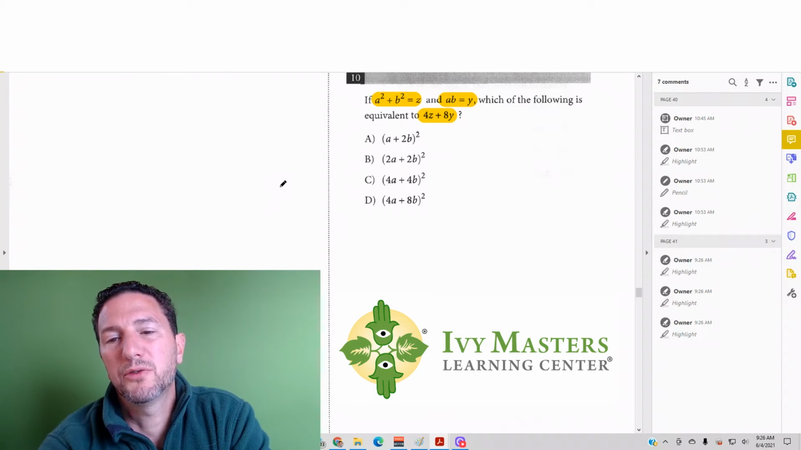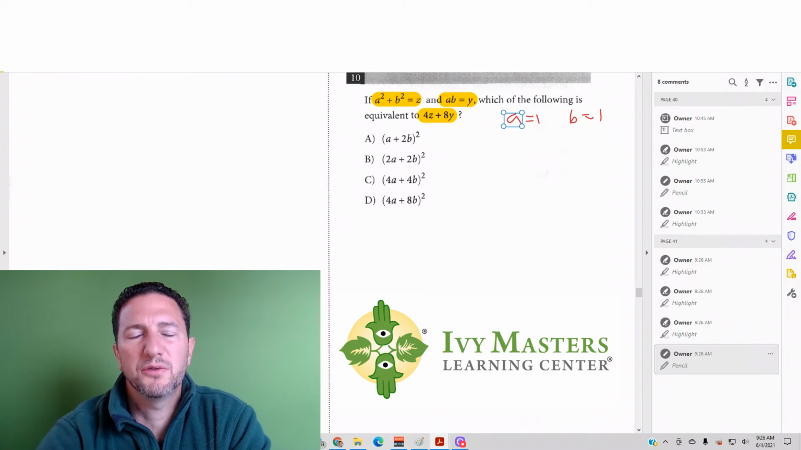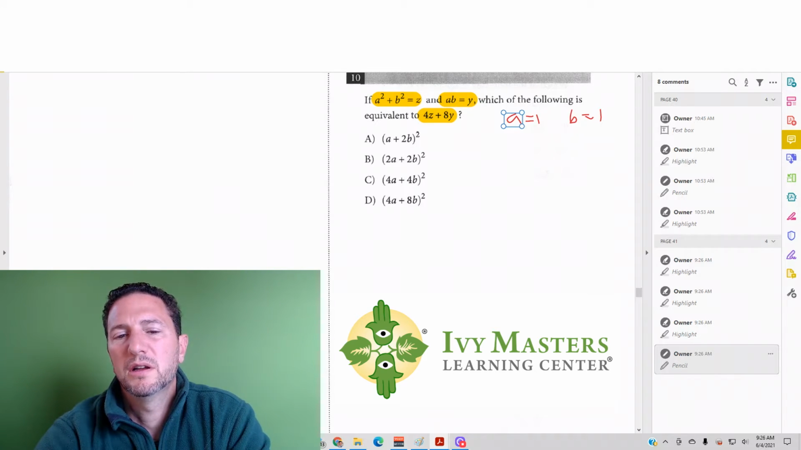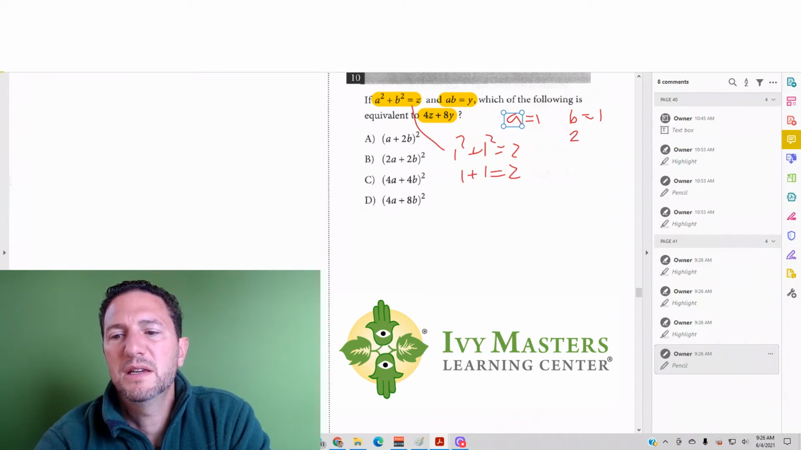You could pick numbers for a and b. I'm going to make it simple. Let's make a equal 1. Let's make b equal 1. As long as, if you were to plug into your answer choices, you get all different values for each answer choice, then you could keep them both as 1. In that case, if I plug into this guy, I wind up with 1 squared plus 1 squared equals z. 1 plus 1 equals z. And z is going to equal 2.